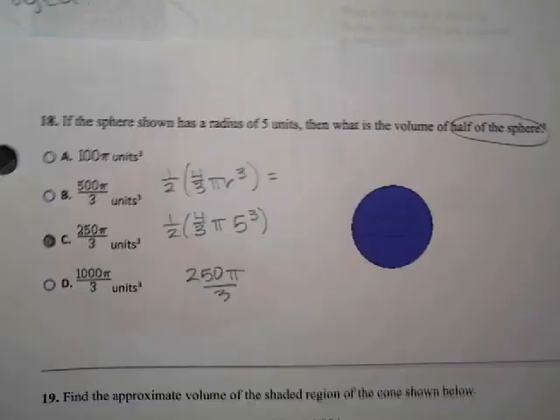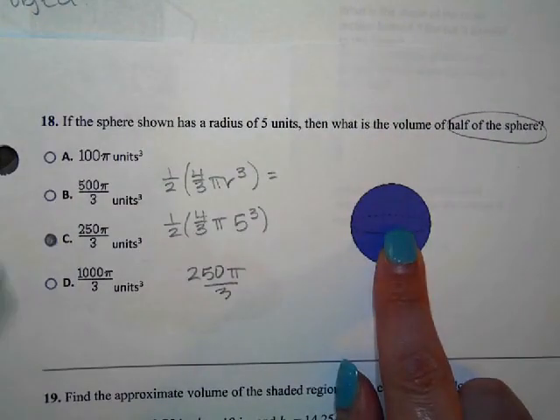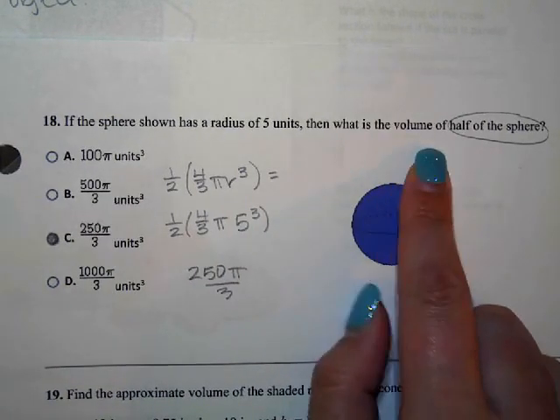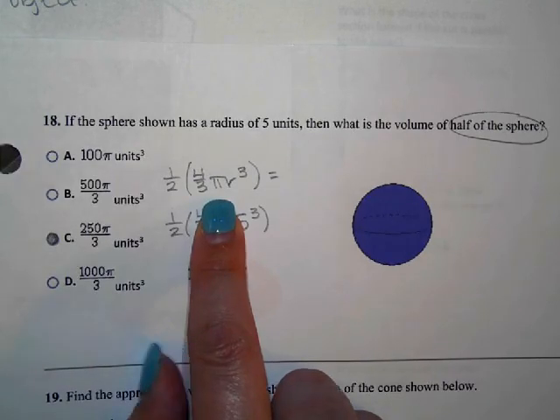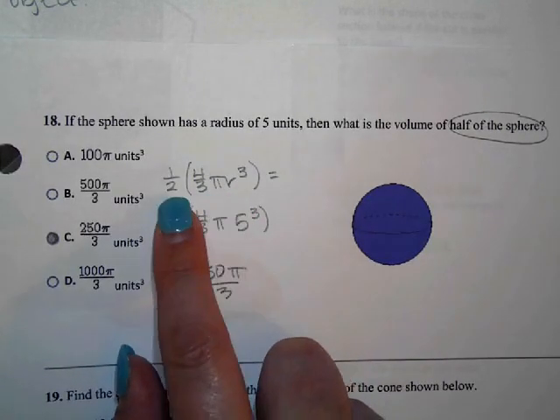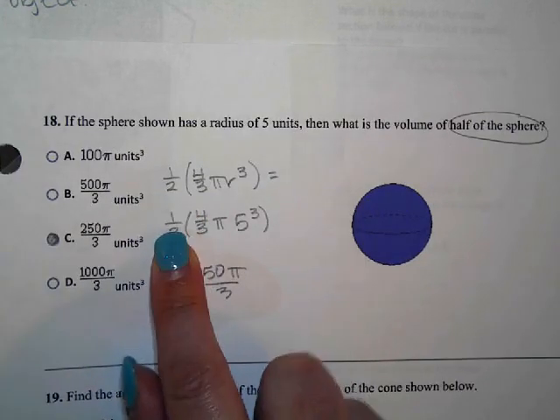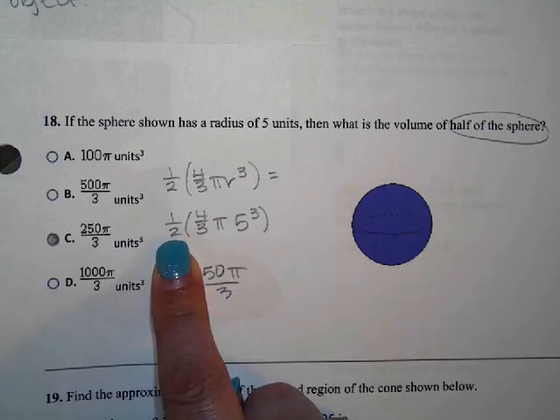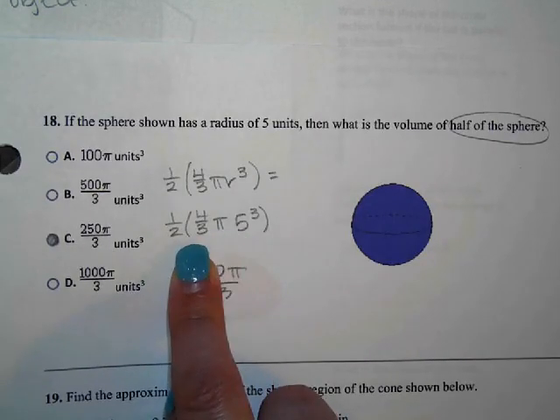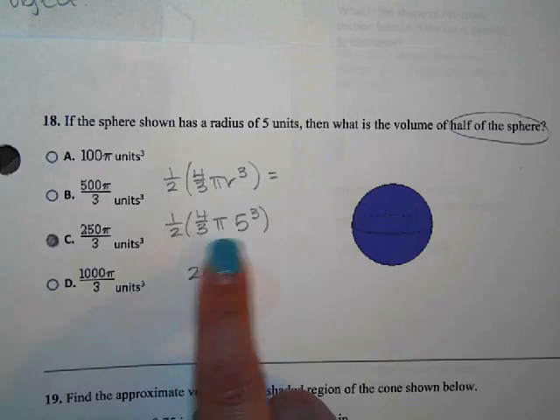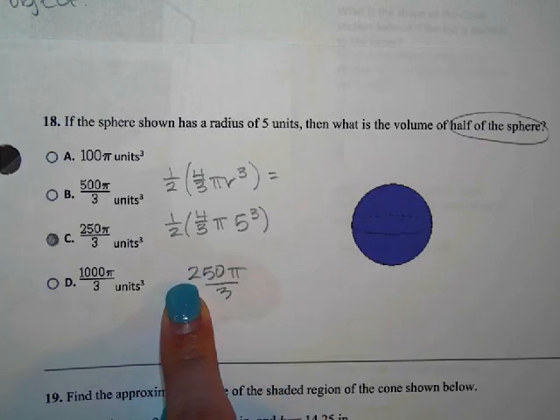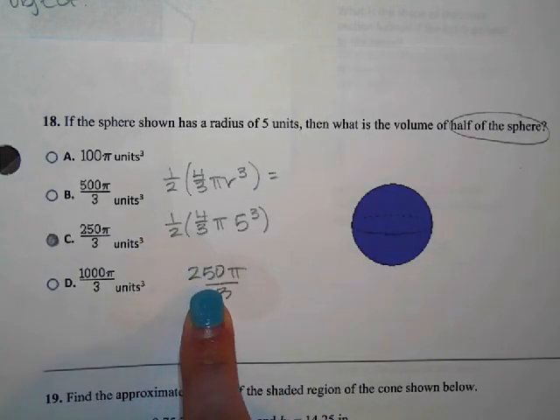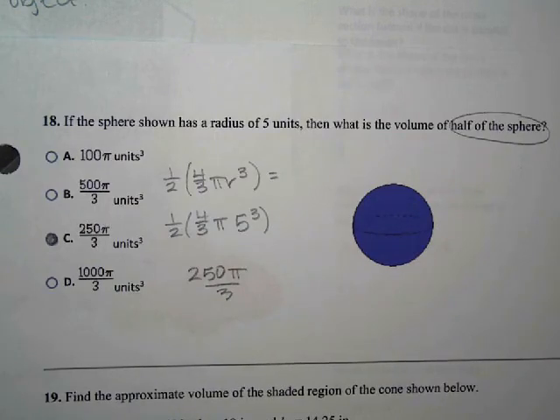For 18, to find the volume of half a sphere, you just take the formula for a sphere, which is 4/3 pi r cubed, and you just stick a 1/2 in front of it. And then they told you that it had a radius of 5, so I just did the normal sphere formula, 4/3 pi times 5 cubed, but with the 1/2 in front of it. And so then I got 250 divided by 3 pi.